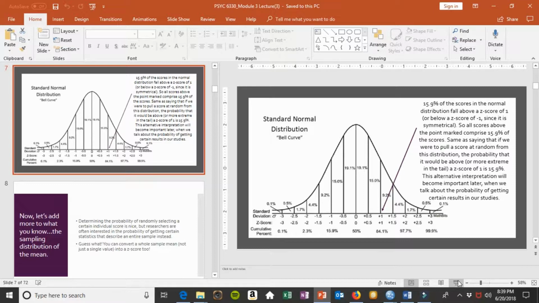Okay, so in this segment, I'm going to be going over how to conduct a z-test and sort of the logic behind it, and also the sampling distribution of the mean, the logic behind that, as well as standard errors.